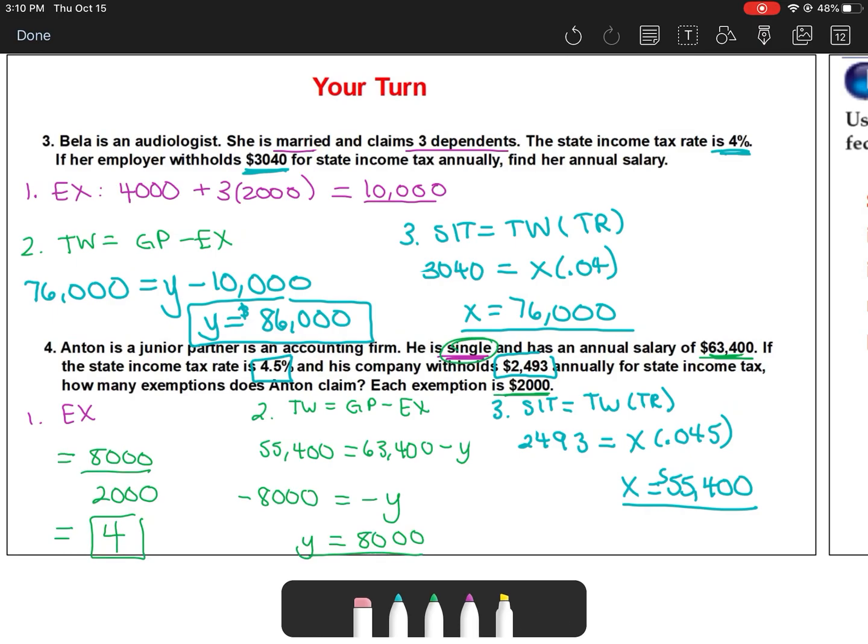Okay, so those were a little bit tricky because we had to go all the way to that third equation and work backwards. So don't be afraid to do that in some problems, is you're just going to have to try different equations until it works.